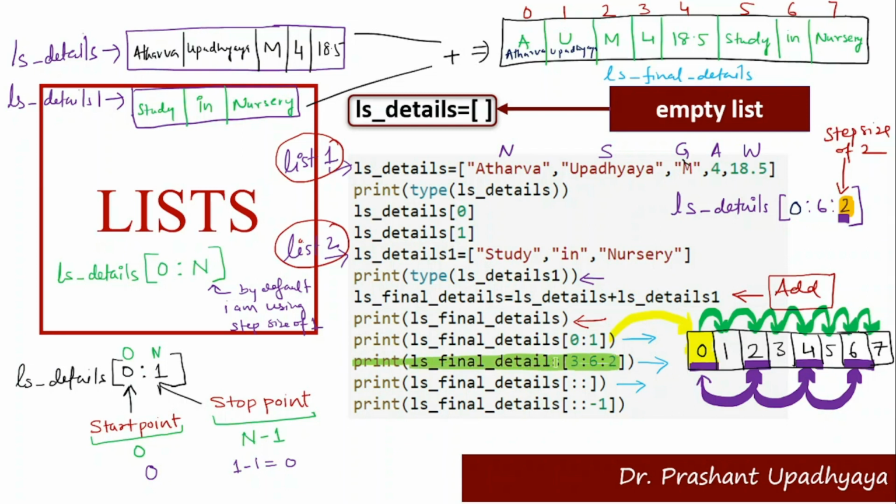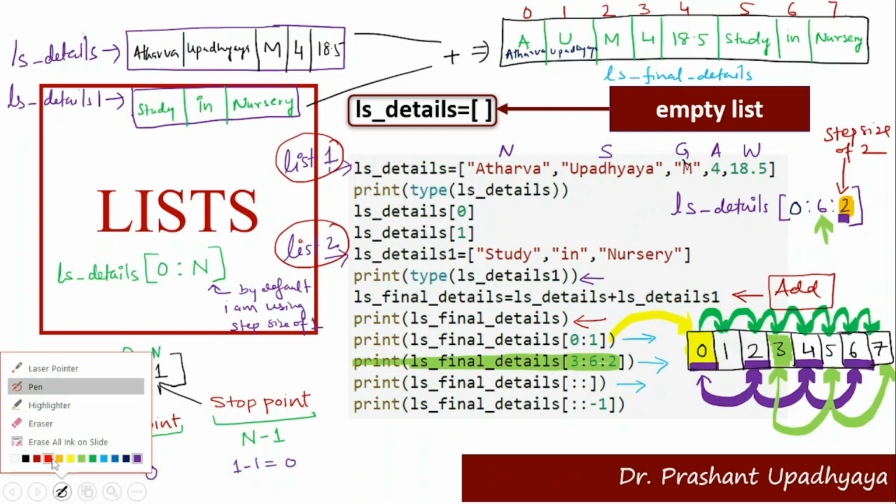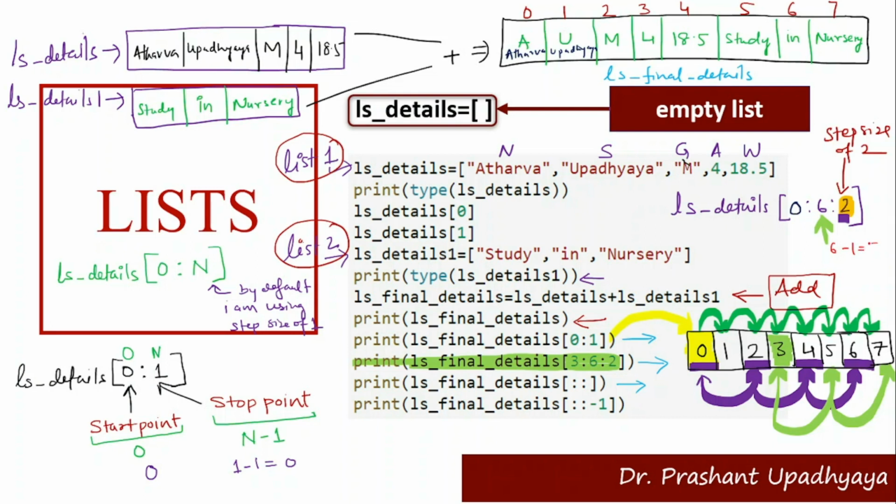Now you can see what I will be getting. I will start from 3, then jump from 3 to 5, and then 5 to 7. But since 7 is not there, because my stop point is 6. So 6 means the stop point will be 6 minus 1, it will be 5, and this is my start point. Similarly, if I say 3 here, the start will be 3, the stop will be 6 minus 1, so it will be 5, and the step size which I will be taking will be 2.